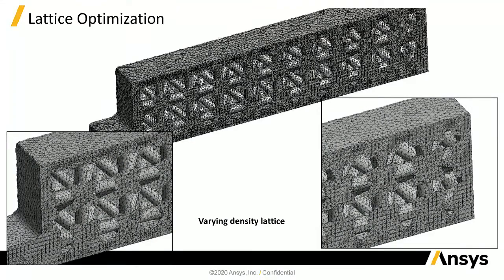So kind of just going through and showing the varying density of our lattice structure. So depending on what the solver spits out, we'll get thin lattice members in some parts and thick in the other.